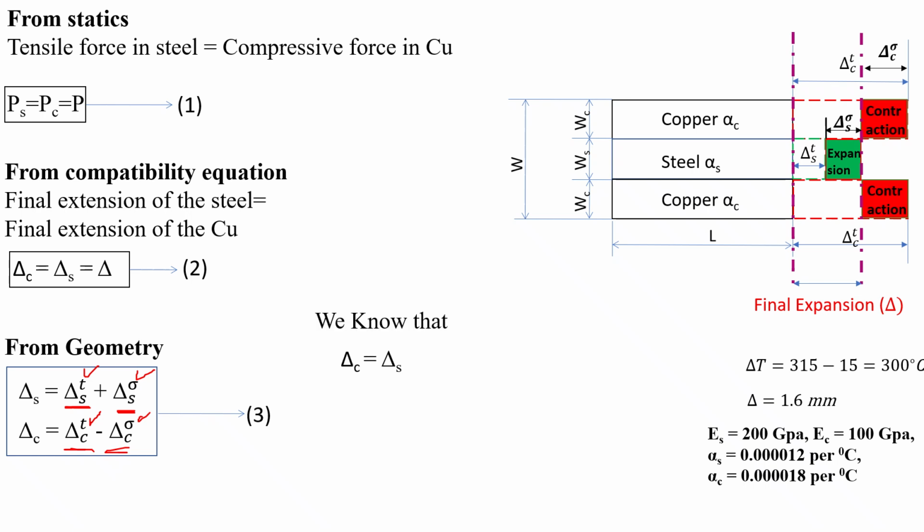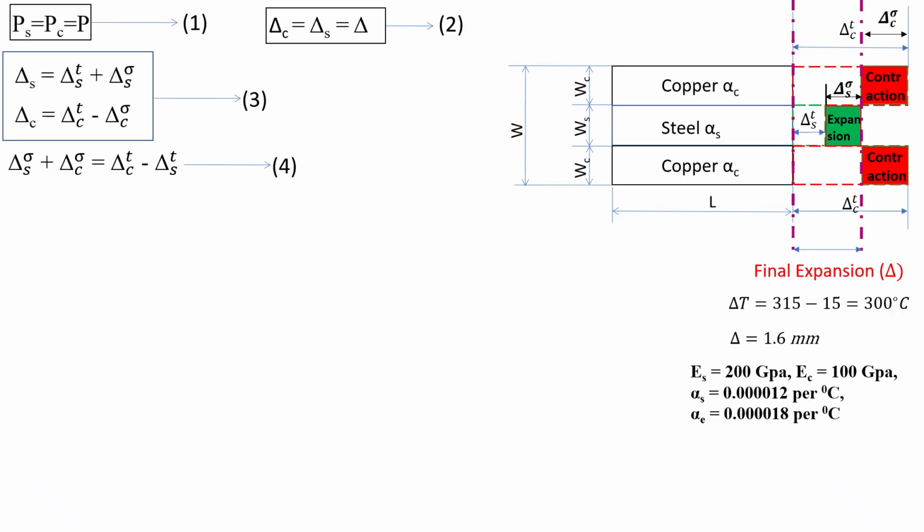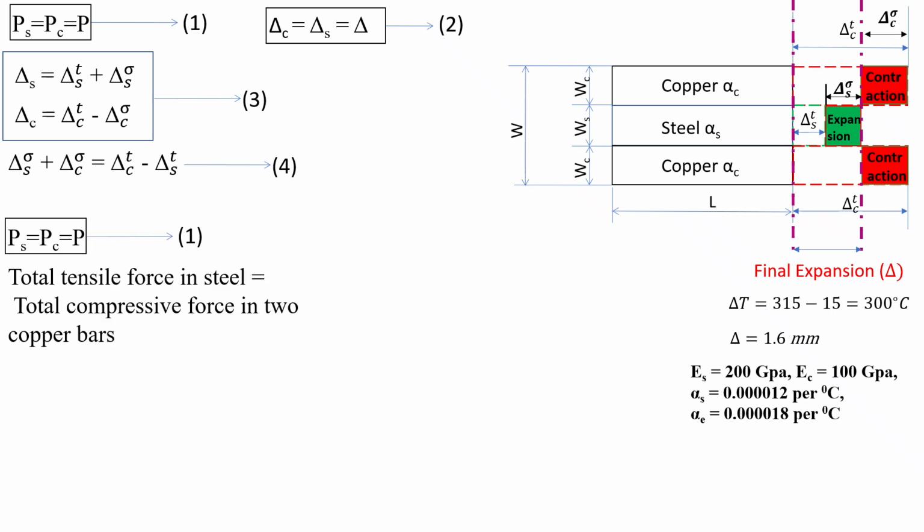So we know that delta C equals delta S. From equation 3, delta C equals delta CT minus delta C sigma, and delta S equals delta ST plus delta S sigma. So from this we can write delta S sigma plus delta C sigma equals delta CT minus delta ST. Let's consider this is equation number 4. So we got the 4 equations.